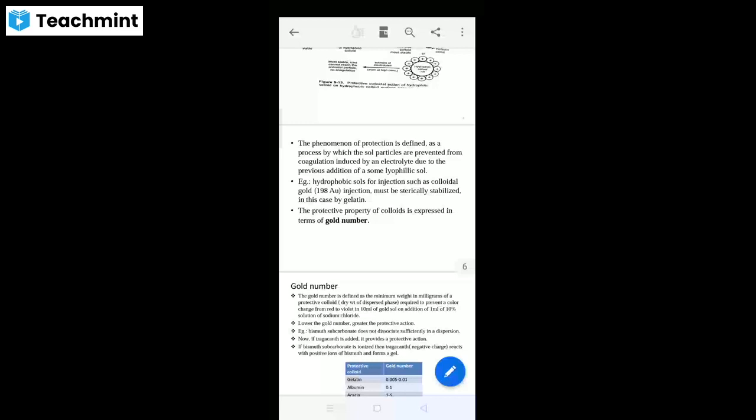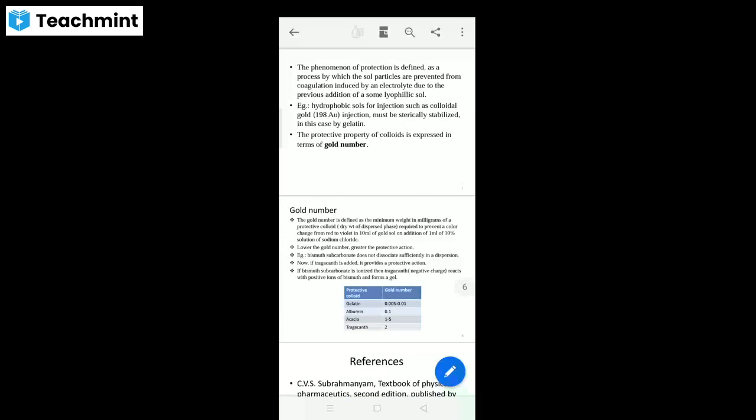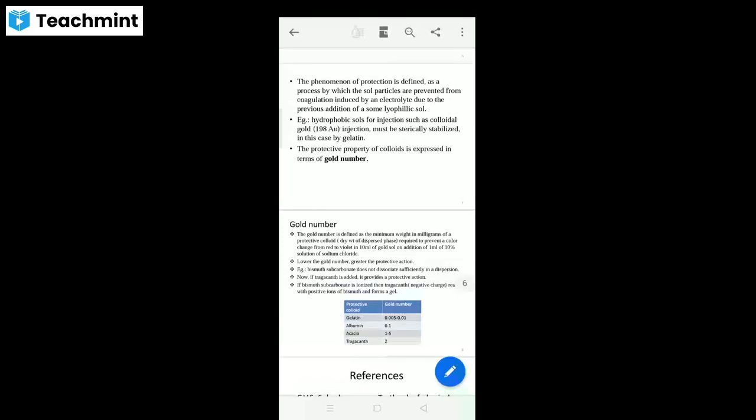Now next, the protective property of colloids is expressed in terms of gold number. Now forget about this example. Now concentrate on gold number, because gold is also going to come in the next slide. This is the last slide. You should keep in mind gold number.